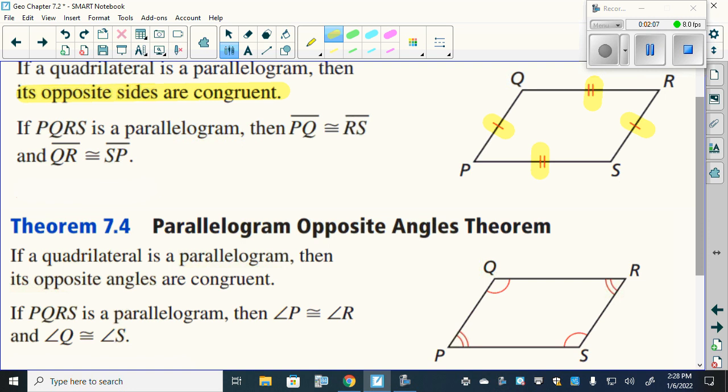We also have that the opposite angles of a parallelogram are congruent. So in a parallelogram, the opposite sides and opposite angles are going to be congruent to each other. And it's going to work for any and all parallelograms.